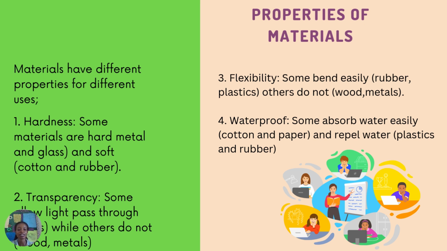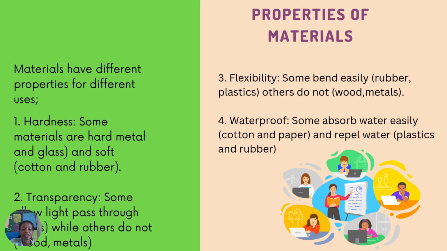The first property of material is what we call hardness. Some materials are very hard, such as your metals and glass. If you have come across a metallic object before, you will notice how hard they are. Even your glass is hard. While some materials are soft, like your cotton, your rubber, your wools, and the likes. They are soft. So that is also an example of a property of a material.